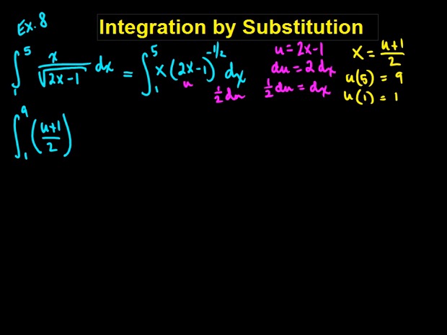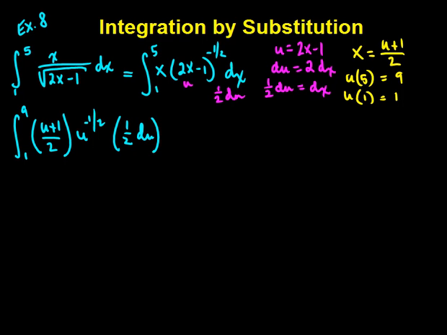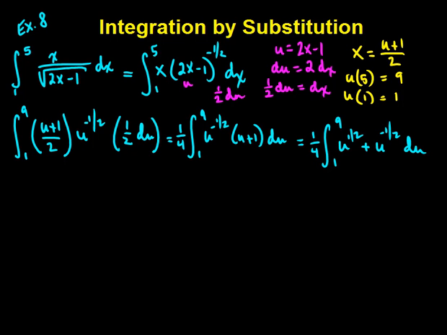So we begin our rewrite with the integral from 1 to 9 of x, which is now (u plus 1) over 2, times u to the negative 1/2 times 1/2 du, and simplifying that all out, we get 1/4 integral from 1 to 9 of u to the negative 1/2 times (u plus 1), which we can then distribute to get 1/4 integral from 1 to 9 of u to the 1/2 plus u to the negative 1/2 du. And we're ready to integrate that now.